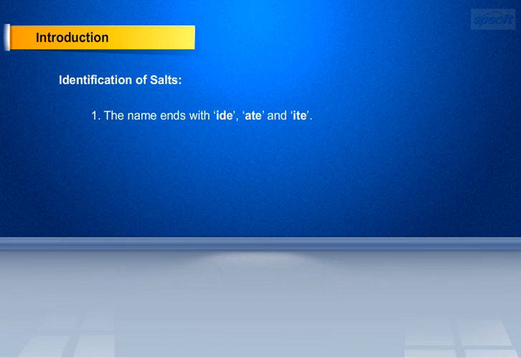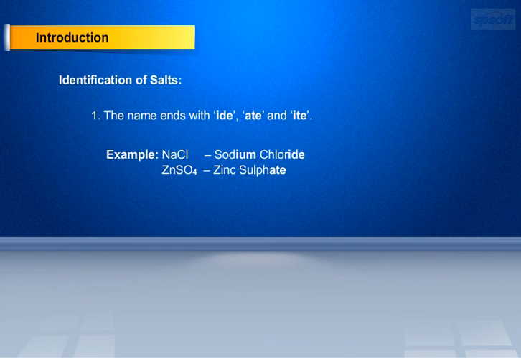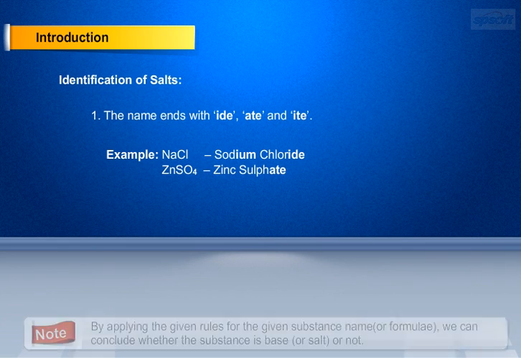Next, identification of salts. Rule 1. The name of the substance ending with ide, ate and ite are called salts. For example 1. NaCl, that is sodium chloride. Here, the name of the substance contains ide, so it is salt. Example 2. ZnSO4, that is zinc sulfate. Here, the name of the substance contains ate, so it is salt.